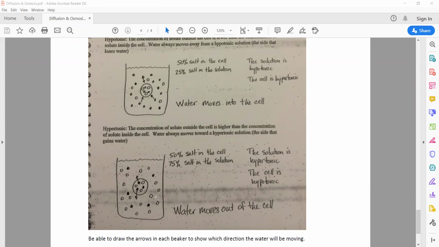And remember, your water is going to chase the salt. So your water is going to be moving outside the cell. And again, on our practical, you would draw the arrows to indicate the movement of the water. So again, you want to make sure that you can draw these arrows on a practical. And that is it for osmosis and diffusion.